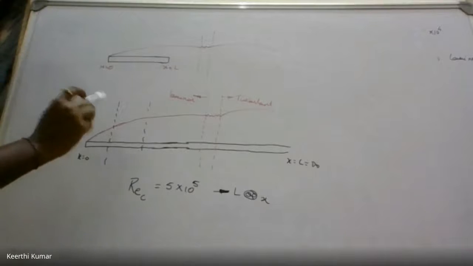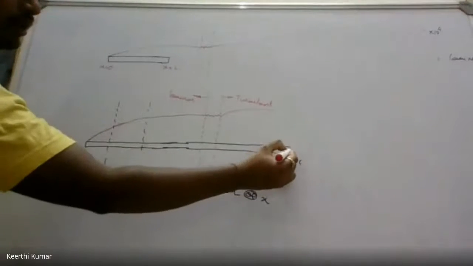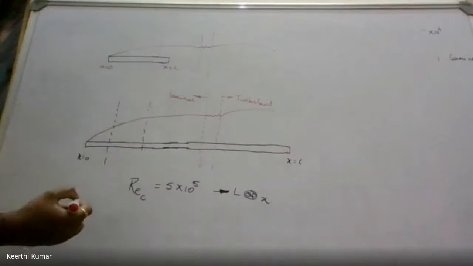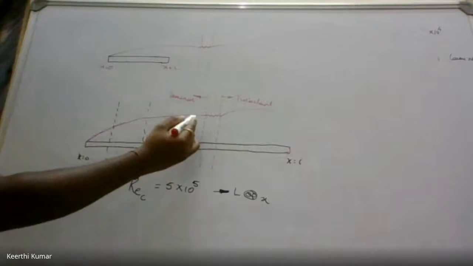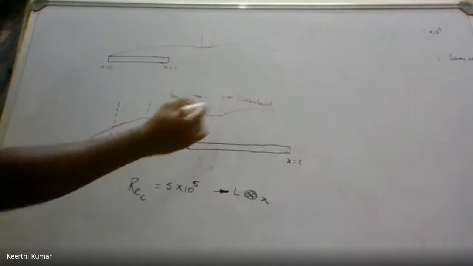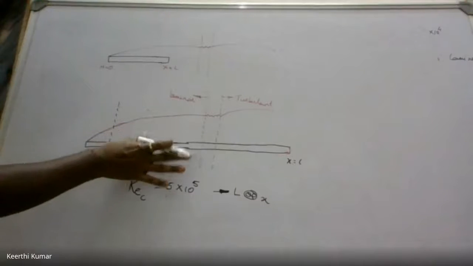There are some cases where, instead of infinity, the plate will have some finite length. Assume that the plate ends after some length. Then in this case, we will come across laminar flow, turbulent flow, as well as laminar and turbulent flow. Is it clear? So there are three cases. What are the three cases?